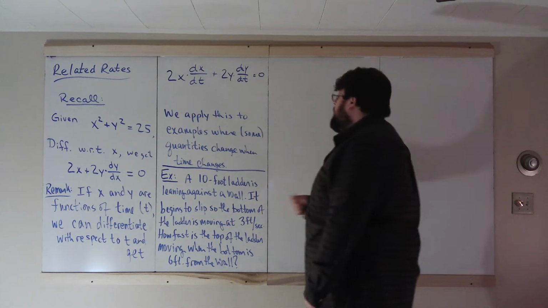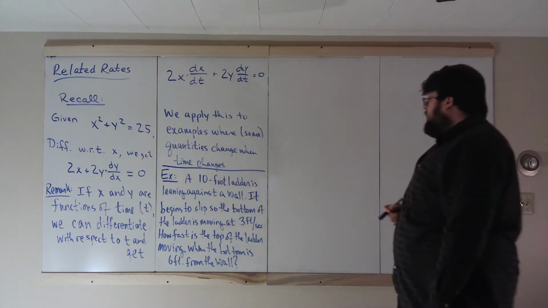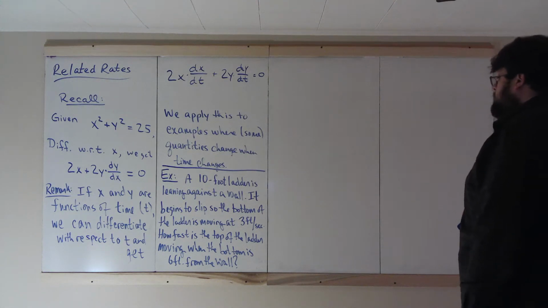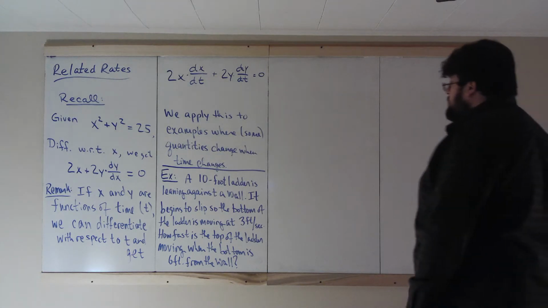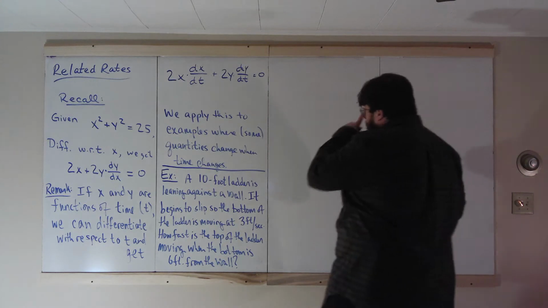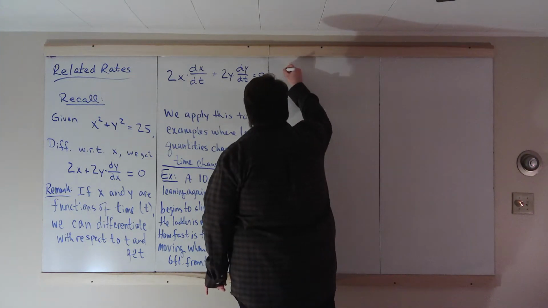So first example, a 10-foot ladder is leaning against a wall. It begins to slip so that the bottom of the ladder is moving at 3 feet per second. How fast is the top of the ladder moving when the bottom is 6 feet from the wall?